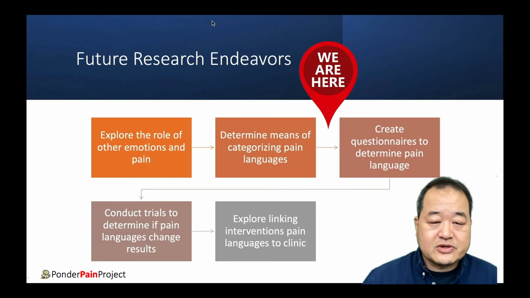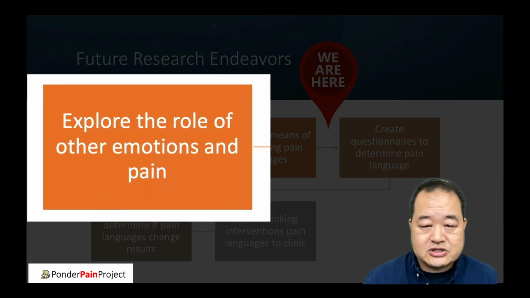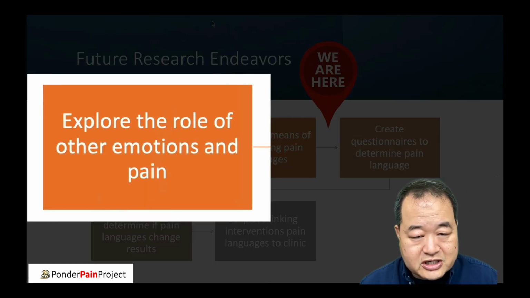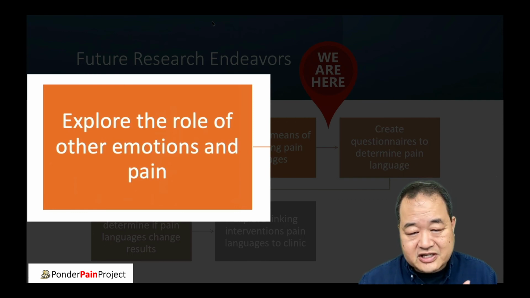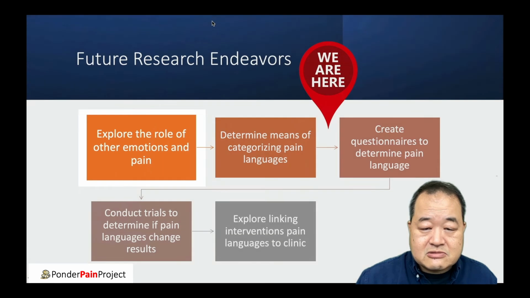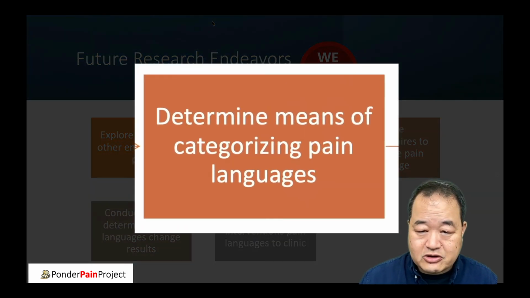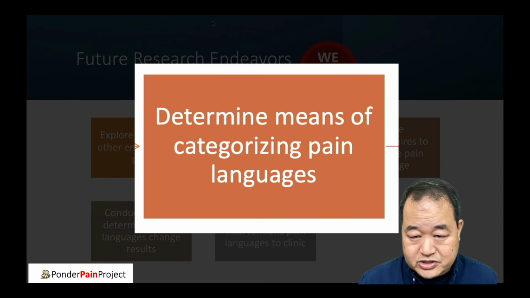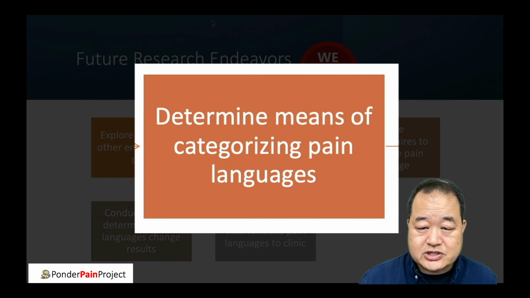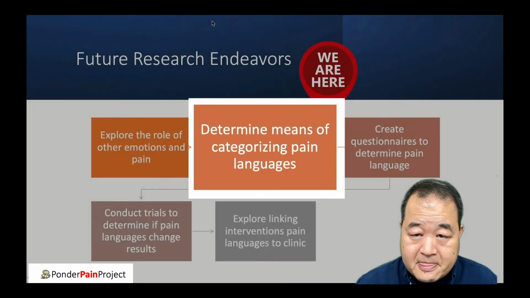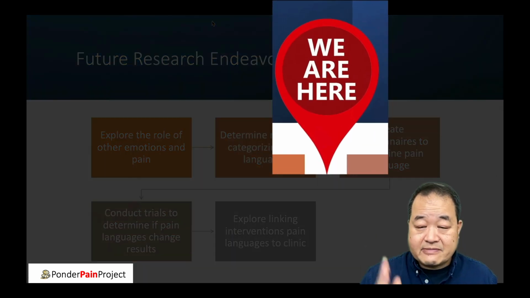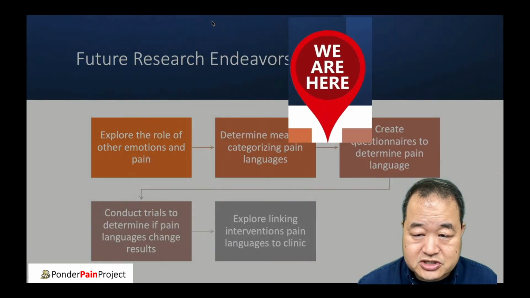So we started with exploring the role of pain and emotions, looking at the literature, looking at clinical practice and seeing if there's a link. And we've found pretty much that there's a link. Based off of that connection, we said, is there a way that we can start to categorize that? And that's the pain languages. So we came up with the pain languages as a means of categorizing. And that's where we're at right now. We've developed the pain language as a categorization system.